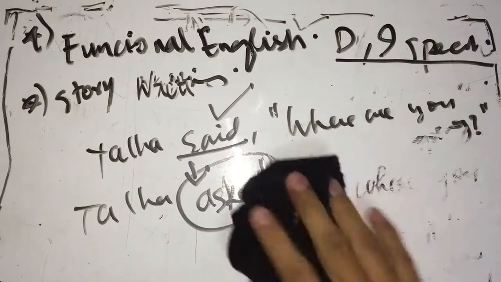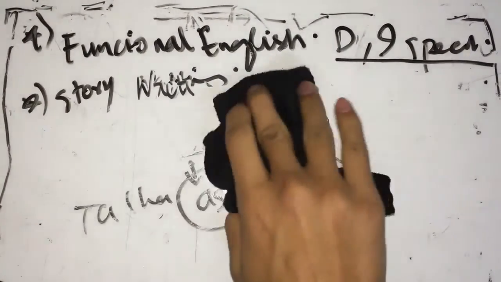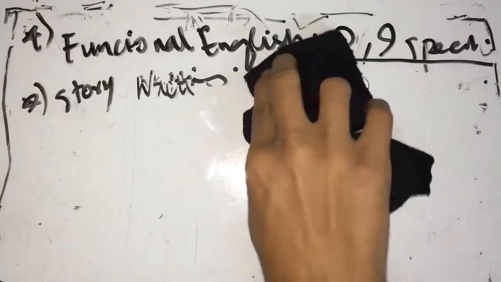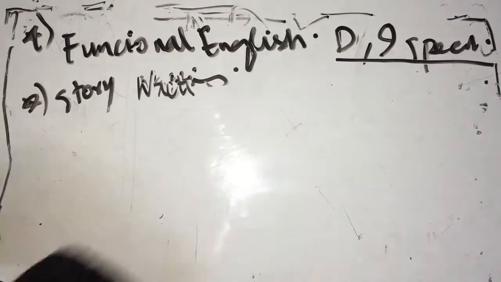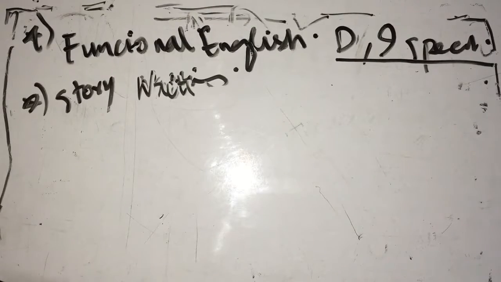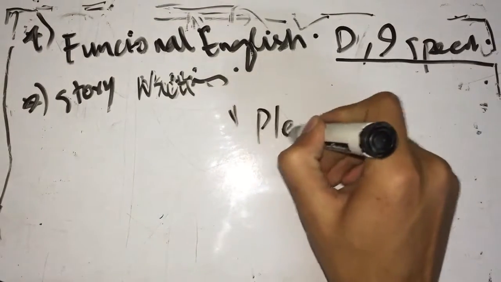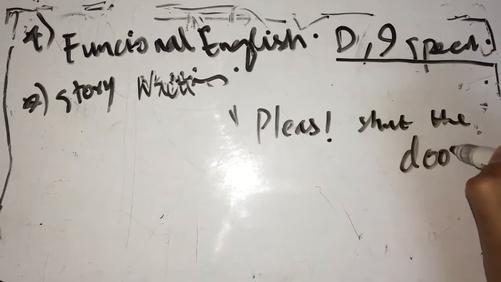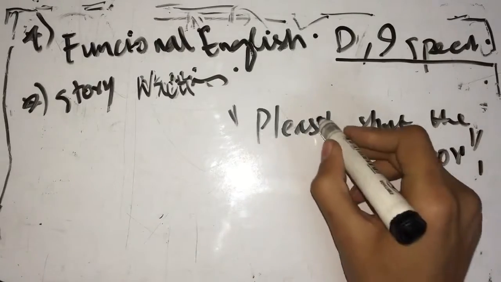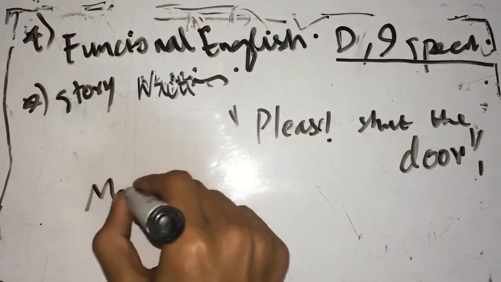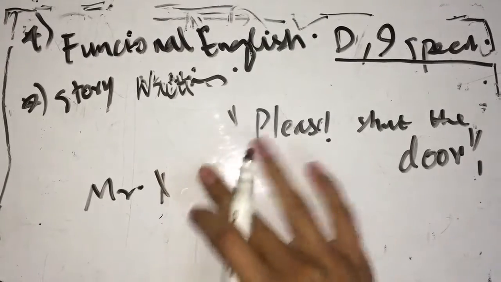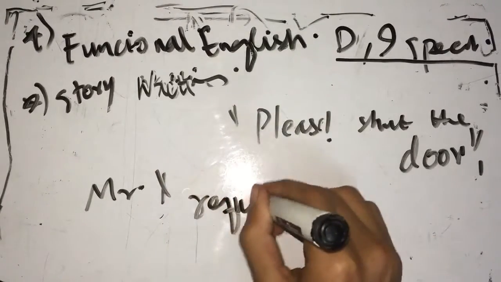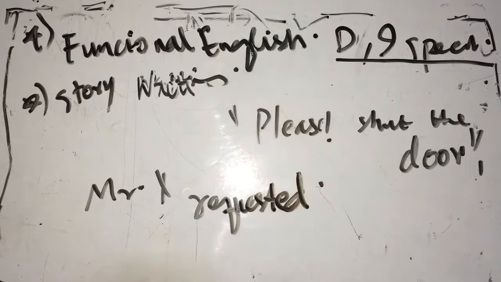And if you have please in the reported speech, you have to use the verb requested. So for example, if you have please shut the door, or please bring a glass of water, you have to use the word requested: Mr. X requested, because you have the word please, so you're going to use the verb requested to have the door shut.